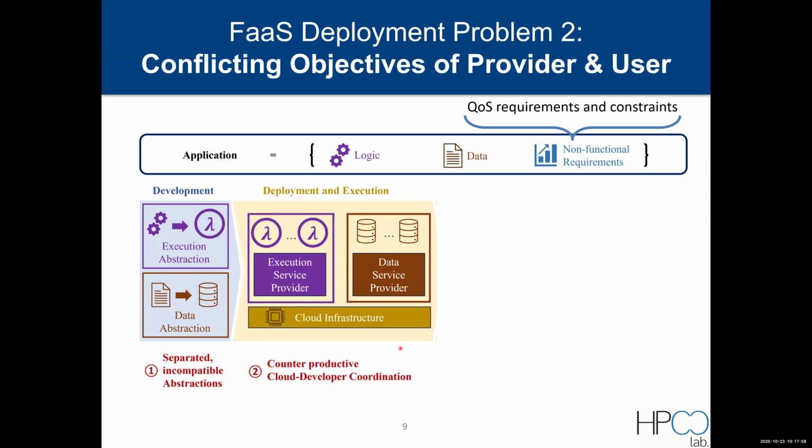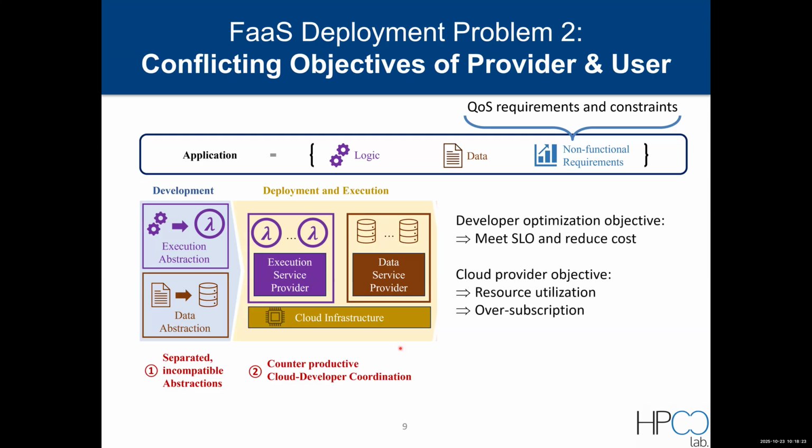The next is that now we want to fine-tune because we have some non-functional requirements. It could be QoS, it could be some kind of constraint, and the fine-tuning objective for us as developers and for the people that work on the cloud is completely counterproductive.